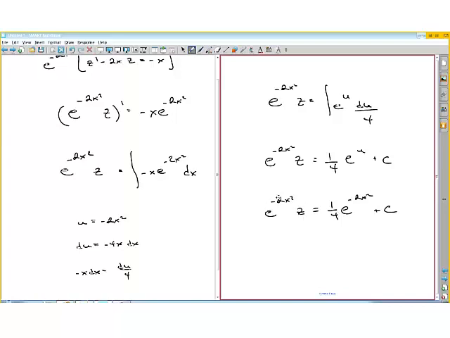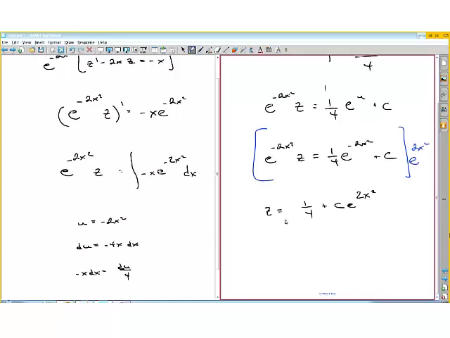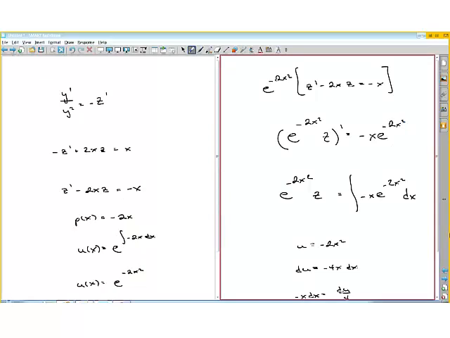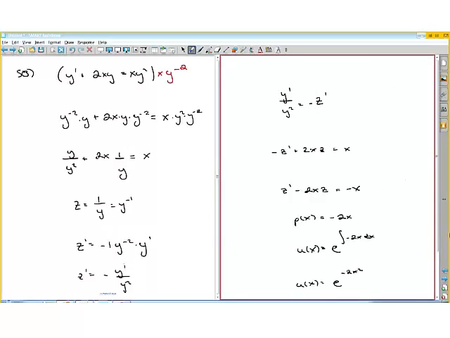And now I want to solve for z, so I take the whole thing and I multiply it by e to the positive 2x squared, which makes this go to 1 and allows me to solve for z. The same thing happens here, so I just get 1/4, and then I have c e to the 2x squared. And then finally I make the substitution back in. z was equal to something, so I go back and look, where was z equal to? 1 over y.